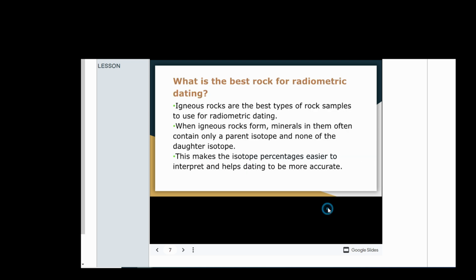You need to be able to read charts like this. There are a couple of those on the test.